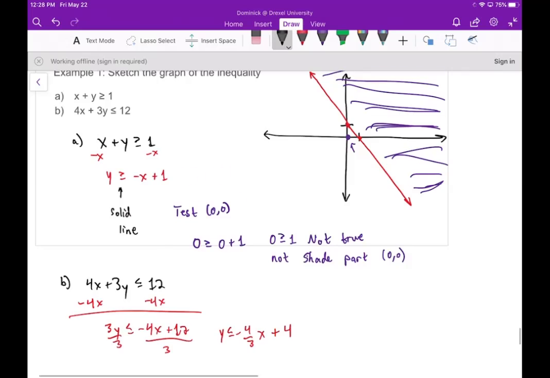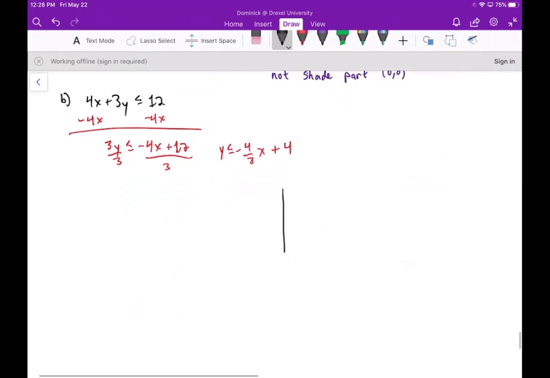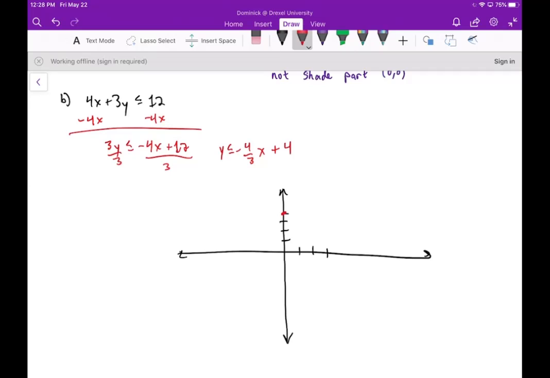So if I graph this, 1, 2, 3, 4, my y-intercept will be here. If I go down by 4 and to the right by 3, I get my next point. And again, I have the equal sign, so this is a solid line. So I'm going to get something like this.